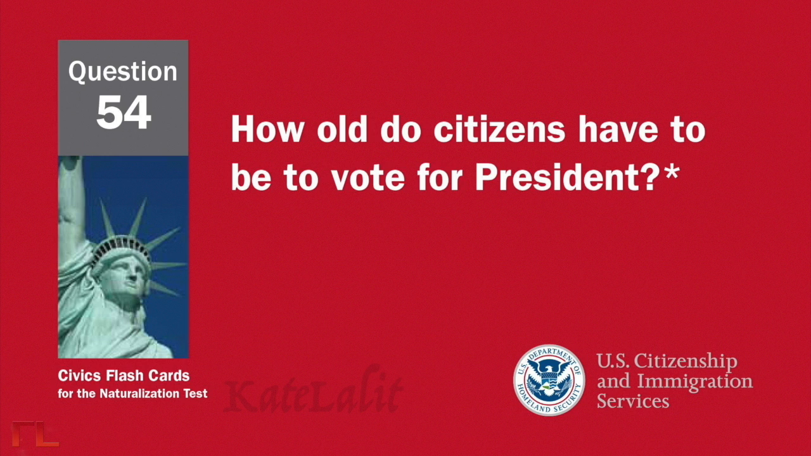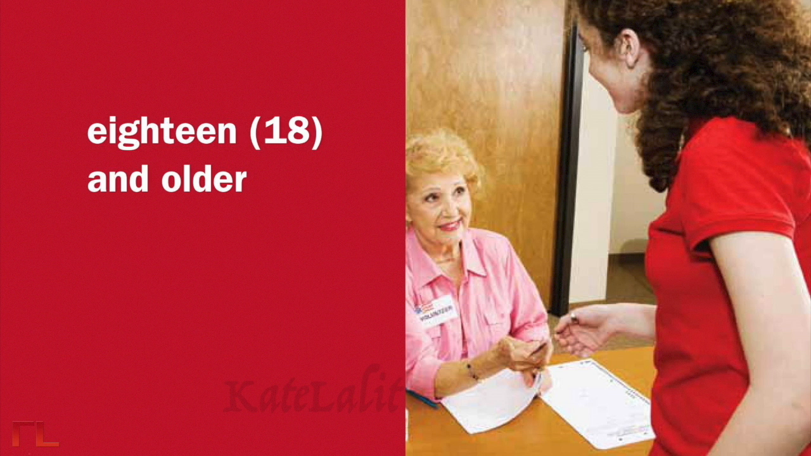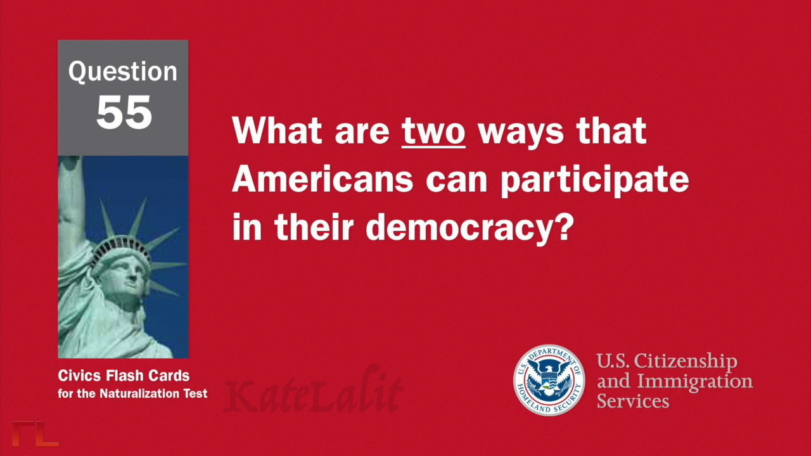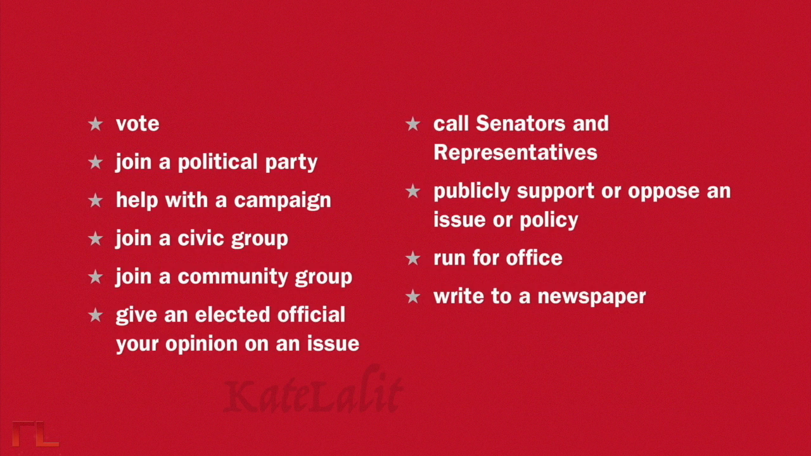How old do citizens have to be to vote for president? 18 and older. What are two ways that Americans can participate in their democracy? Vote.